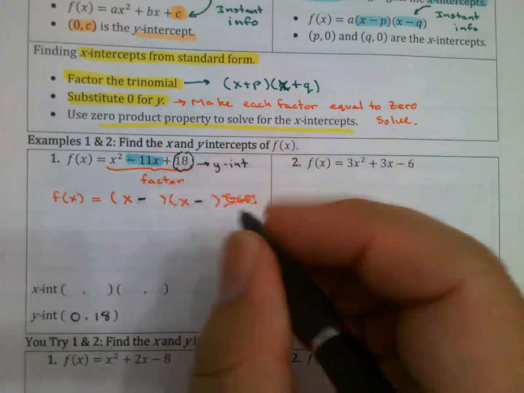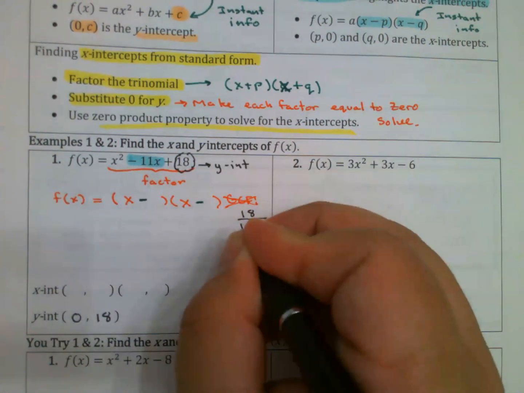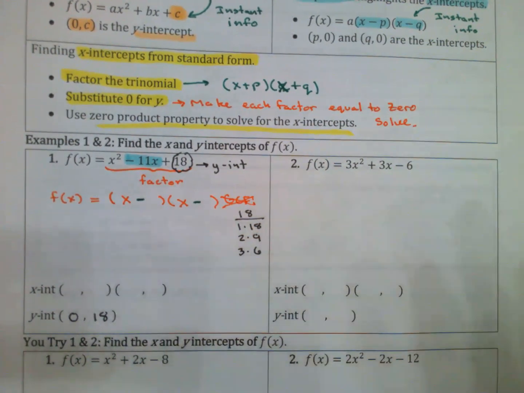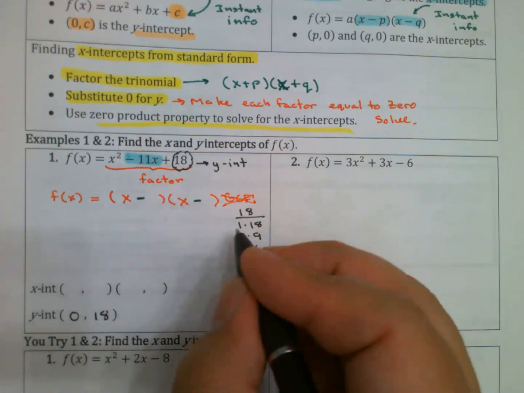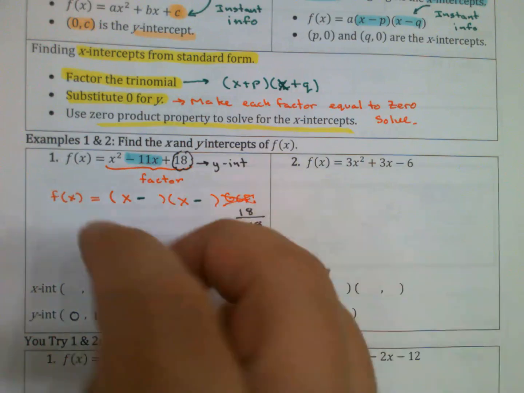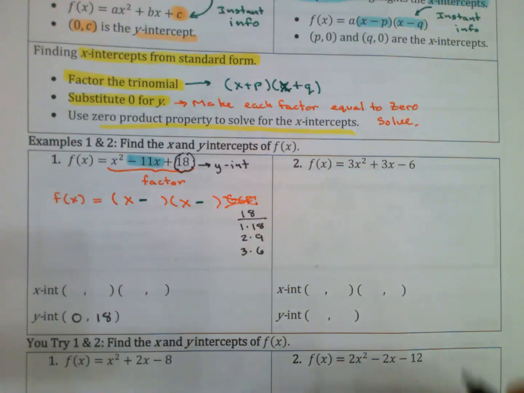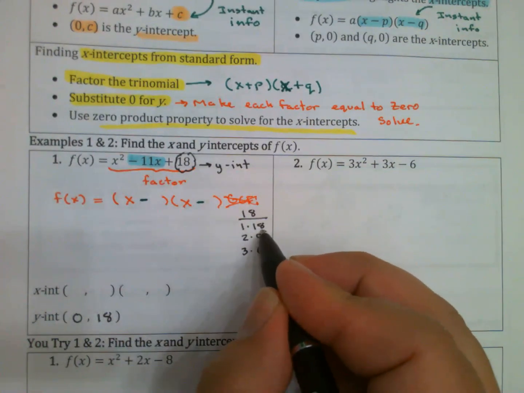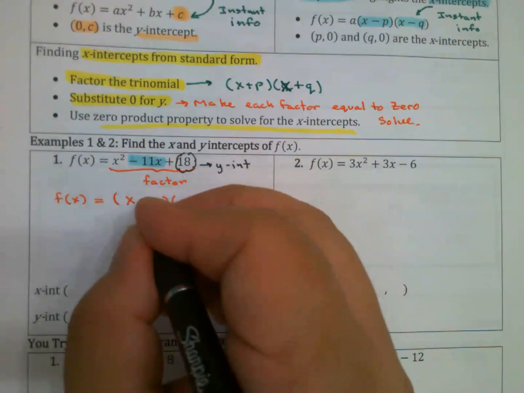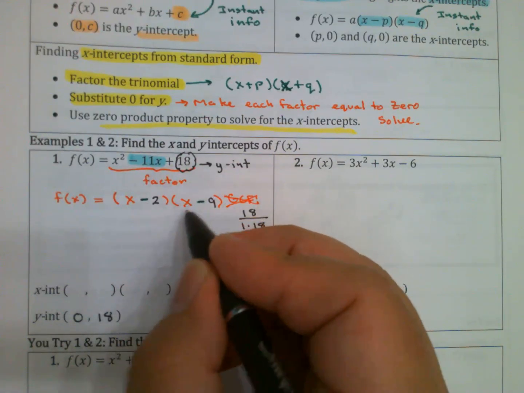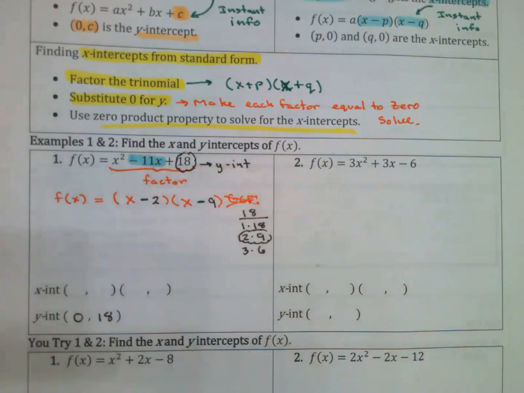All right, let's think it through. I need all my multiples of 18. 1 times 18, 2 times 9, 3 times 6, and that's about it. Both of these numbers are going to be negative, right? They're all negative, but I want to combine them so that I get a negative 11x. So the only 2 numbers that I can combine to get an 11 is right here. One of them has to be a negative 2. The other one has to be a negative 9 because negative 2x plus negative 9x gives me that negative 11. Remember, factoring is something we have to keep working on. But there, I'm done factoring.